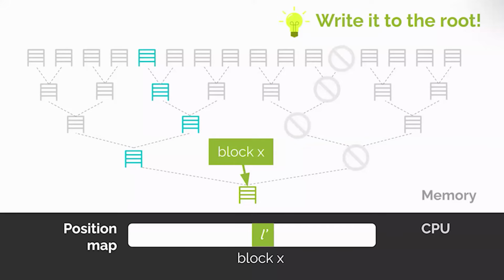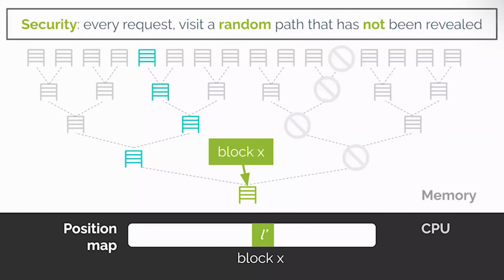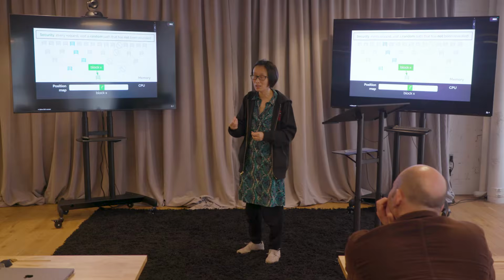The root is on every path, so it doesn't leak the choice of the new path. I guess I still need to address how I can keep writing things to the root, but let's set that aside for the time being. If I'm doing this, then security is easy to see.